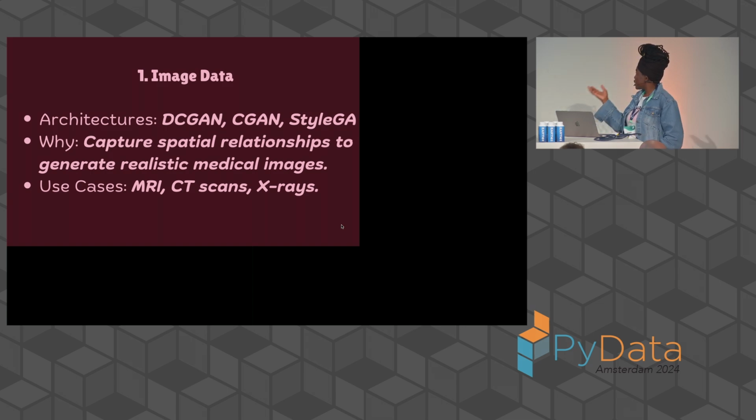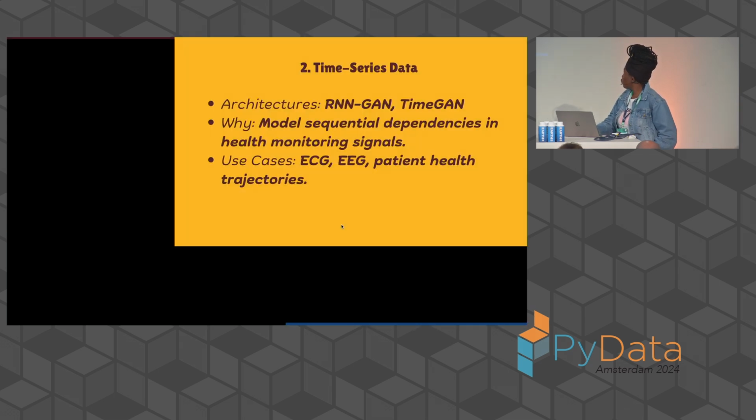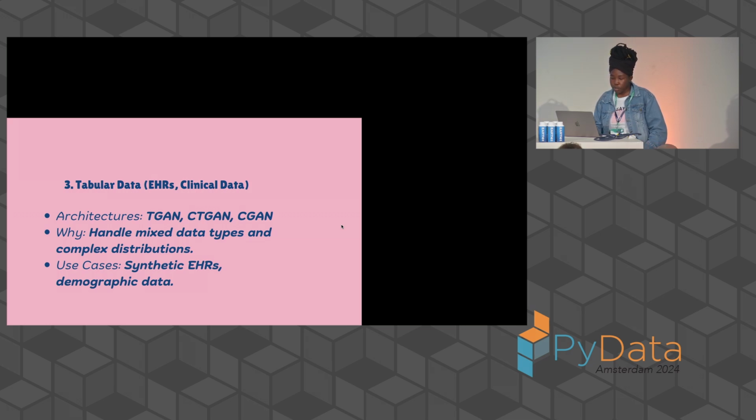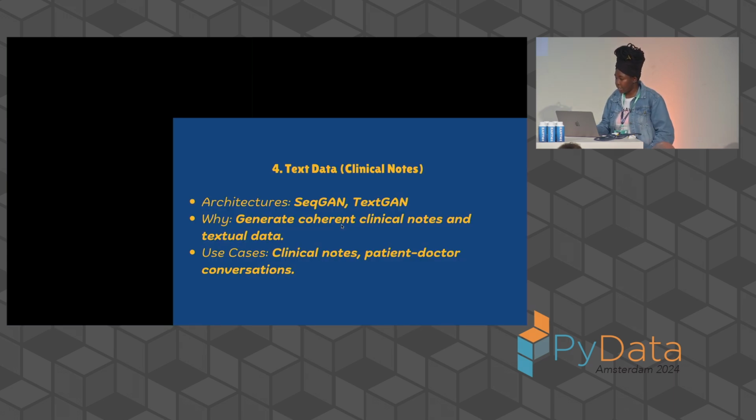Then these are the types of GANs you might want to apply for different types of data. For images, you want to apply DC GAN, C GAN, or style GAN because they capture the spatial relationship. It's very important in imaging data, and this is one of the things we really struggle with a lot. For time series, you want to use RNN and time GAN, and for tabular data, you want to use T-GAN, CT-GAN, and C-GAN. T-GAN is just time GAN series. And for textual data, you want to use sequential GANs or text GAN.